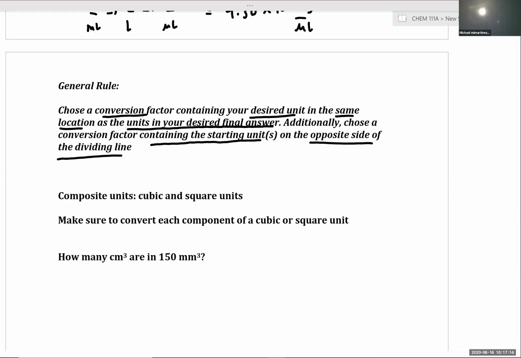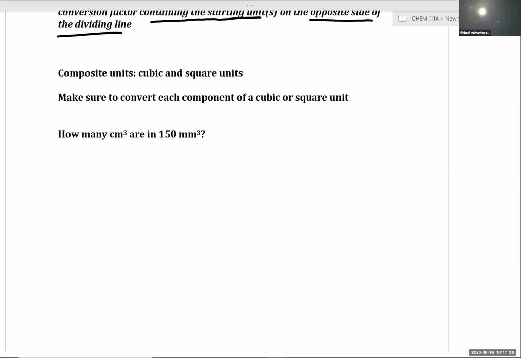So there's another type of composite unit, and yes, we will be doing some more practice on this. Another type of composite unit that really shows why going through the base unit is much preferred are cubic and square units. We commonly see these when we're encountering volume. So you need to make sure to convert each component of a cubic or square unit.